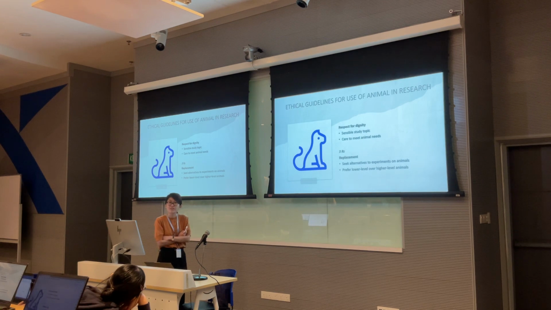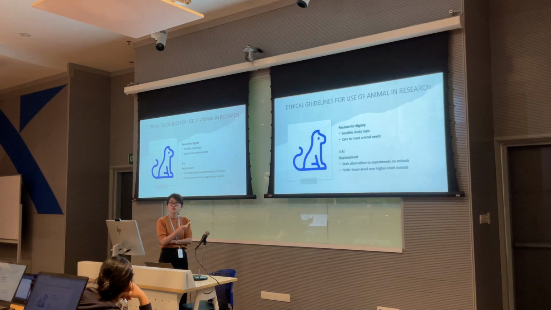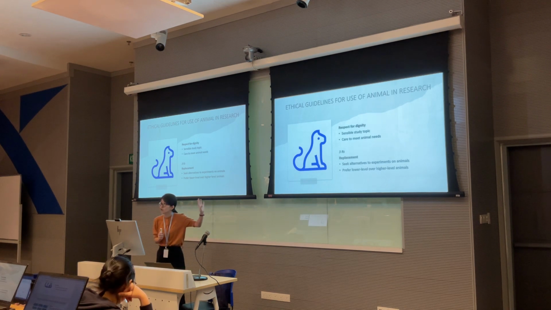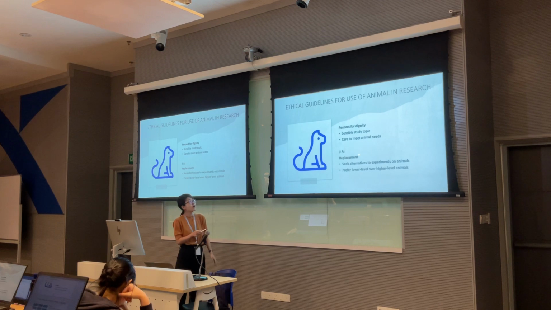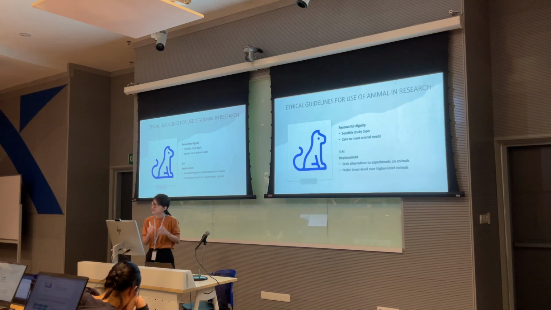Of course we know that animals also need respect. That's why we need a scientifically sensible topic, similar to human ethics. You need sound scientific research with the right objective, and you need to address all the care to meet the animal's needs in your animal ethics proposal. And we have three important principles to be covered in animal research, which we know as the 3 Rs. This is important. Whenever you talk about animal research, you have to know the 3 R principles: replacement, reduction, and refinement.